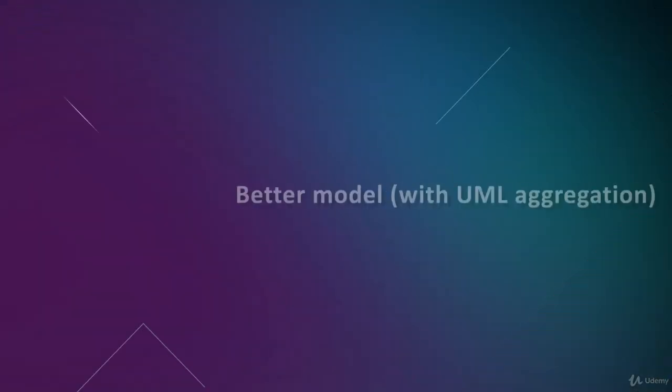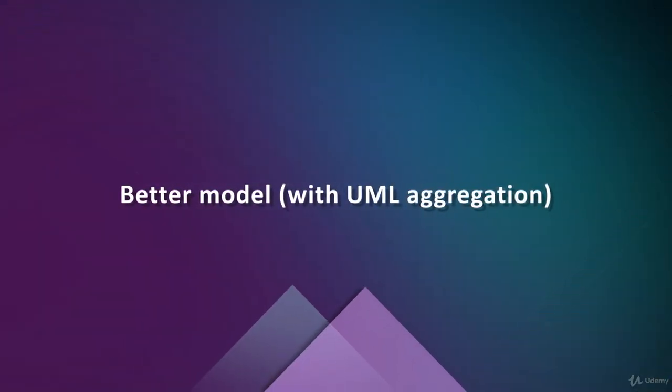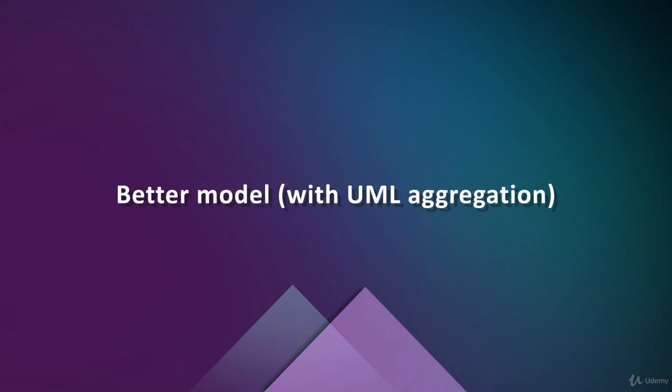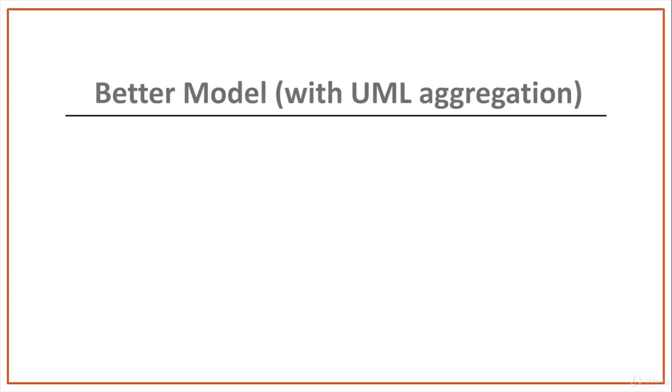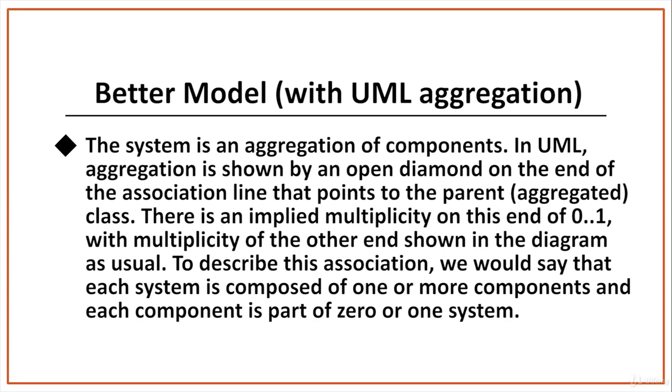In the better model with UML aggregation, System Components Class Diagram, the system is an aggregation of components. In UML, aggregation is shown by an open diamond on the end of the association line that points to the parent aggregated class. There is an implied multiplicity on this end of 0, 1, with multiplicity of the other end shown in the diagram as usual.